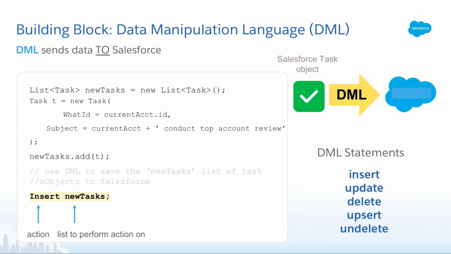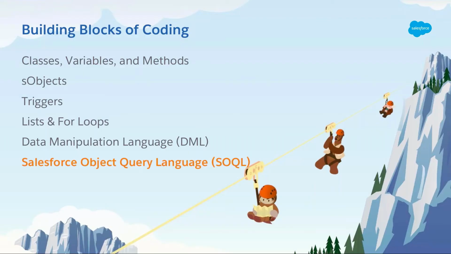So in our code, we use the insert statement, as you can see at the bottom, highlighted in yellow. But that's not the only statement that's available for us to use. We can also use update, delete, assert, undelete, and merge. There are some other statements that you can use as well. If you're interested in learning more about those DML statements, you can see additional examples in the Salesforce Developer Docs. All right, so let's check out some additional building blocks. Our last one is SOQL, also known as Salesforce Object Query Language.